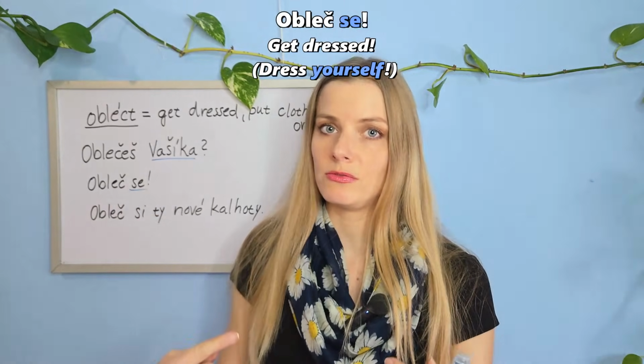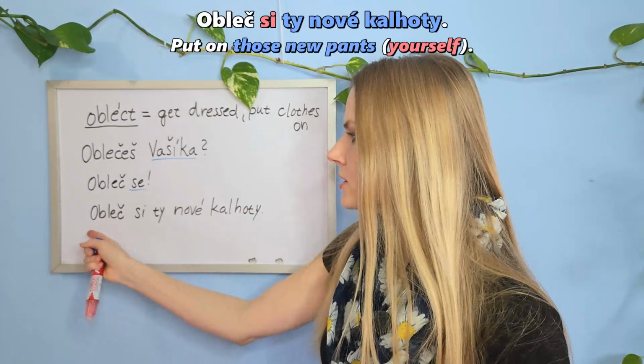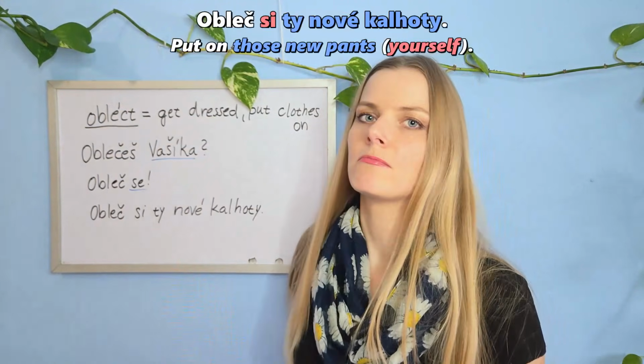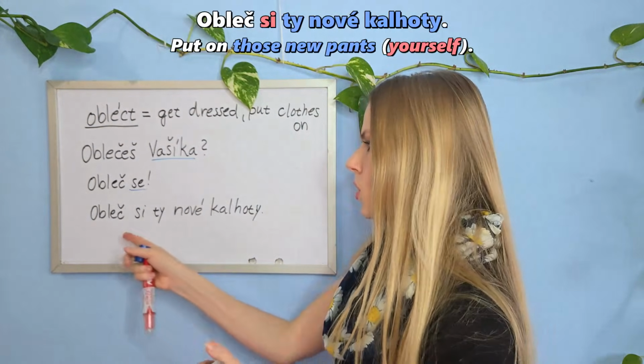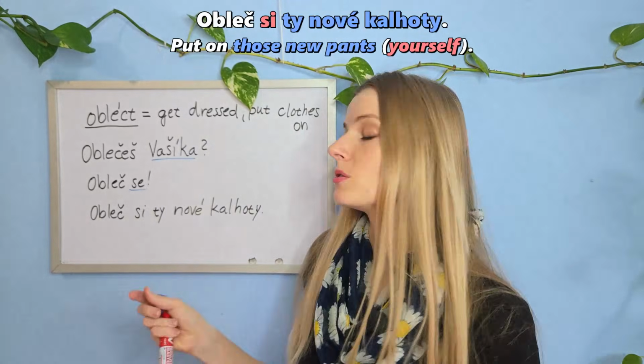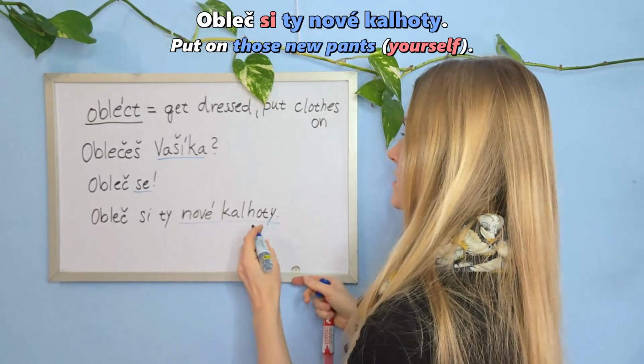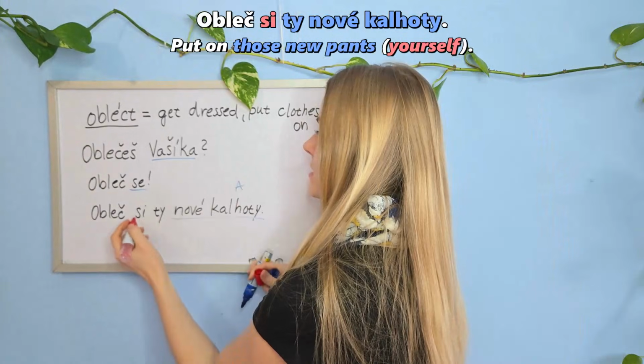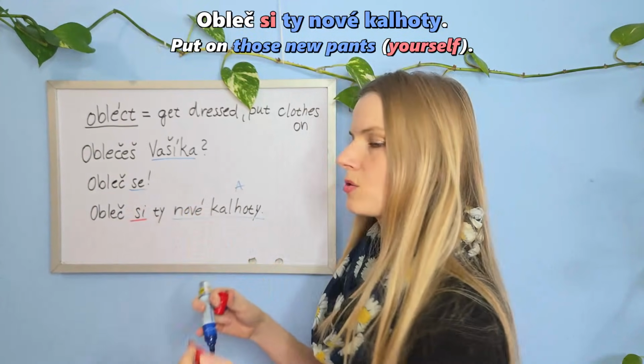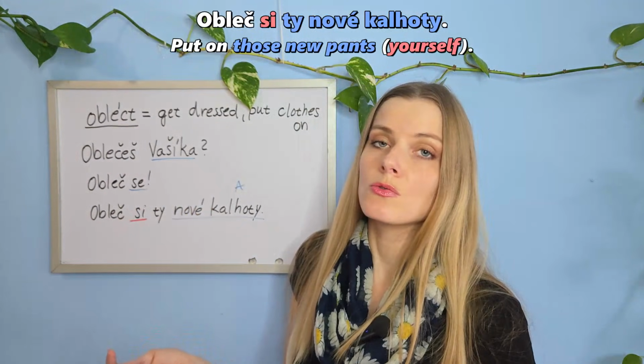Dress yourself. Obleč se. Obleč si ty nové kalhoty. Put on those new pants. Obleč si ty nové kalhoty. Nové kalhoty is in the accusative case here. Si is the dative case, indirect object. Put on your new pants.